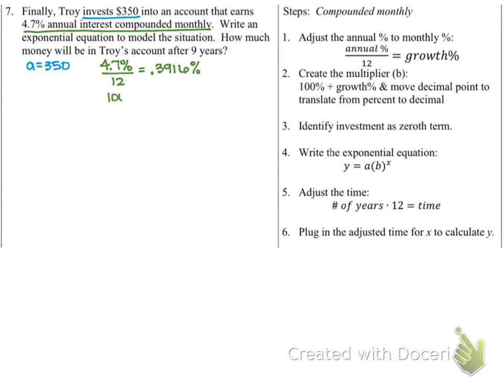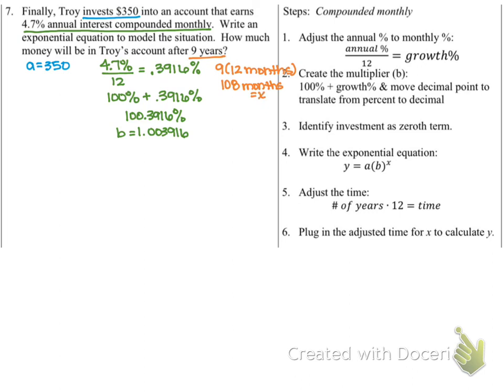All right, it's an increase. Let's do 100% plus 0.3916%. It's going to give me 100.3916%. All right, let's move our decimal point to the left and then drop the percent. That is B. That's our multiplier. Okay, back to the question. Still in the account for 9 years, but we're still doing months. So we know there are 12 months in a year. So we multiply those out, and 9 times 12 is going to give us 108. That's what we're going to plug in for x.